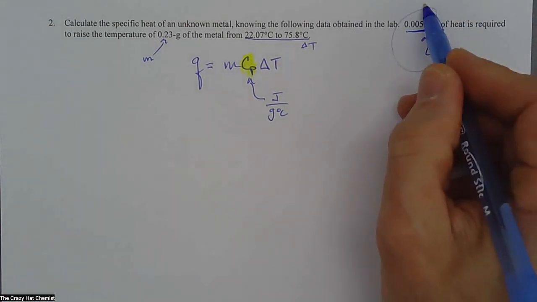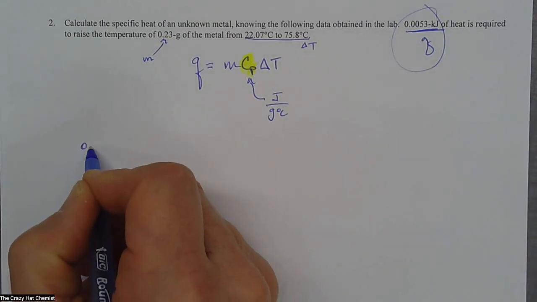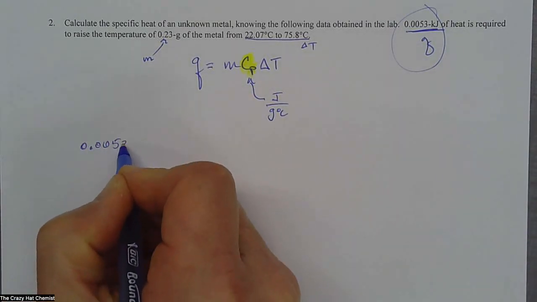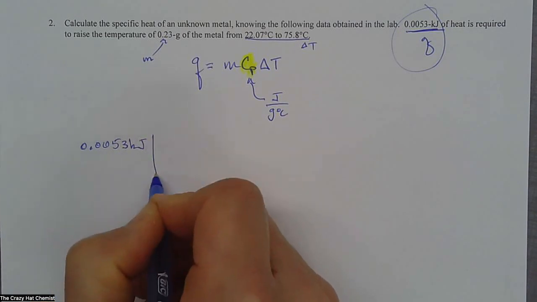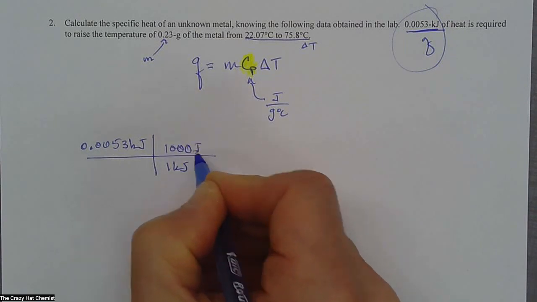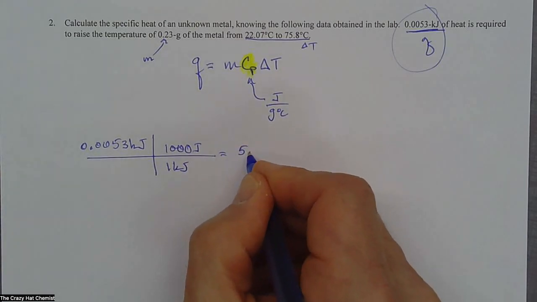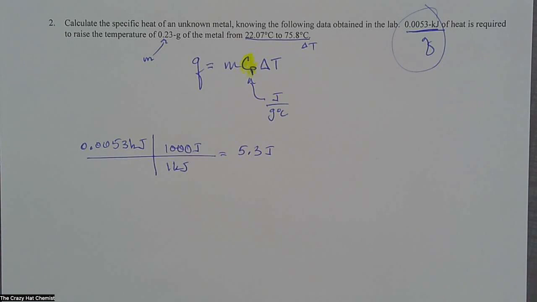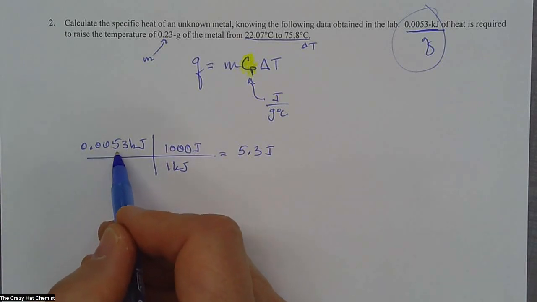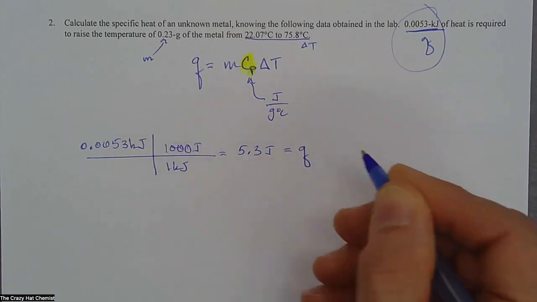So the first thing I'm going to do is convert my Q from kilojoules into joules. So that's a really simple one. 0.0053 kilojoules, where 1 kilojoule is equal to 1,000 joules. And that will enable me to convert this into joules. And so that will be 5.3 joules. So that's the amount of heat, right? We're moving this decimal 1, 2, 3 places effectively when we multiply. So this is going to be my Q term.